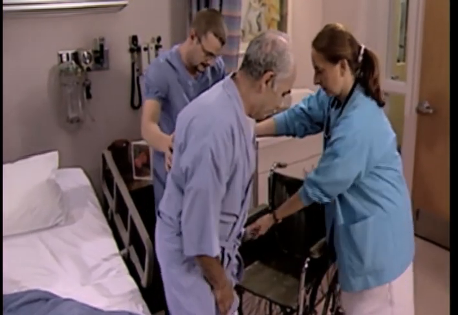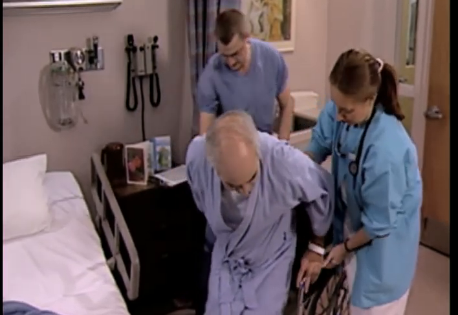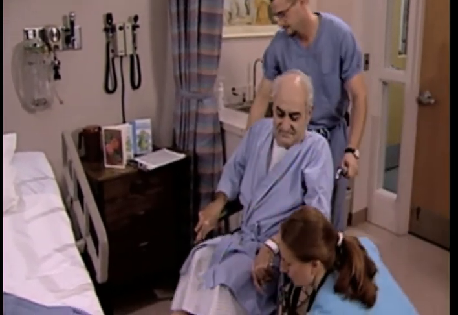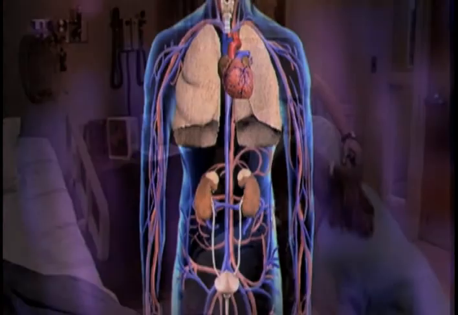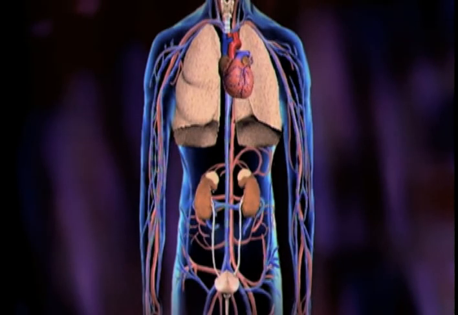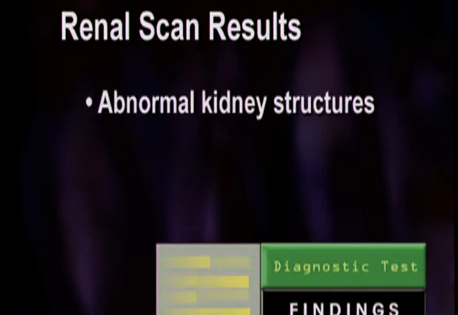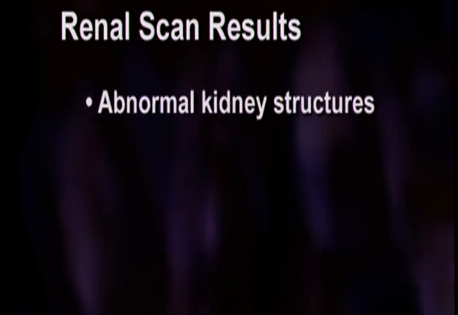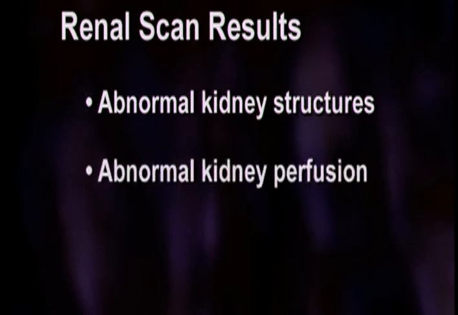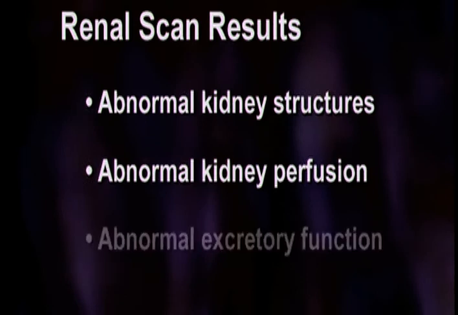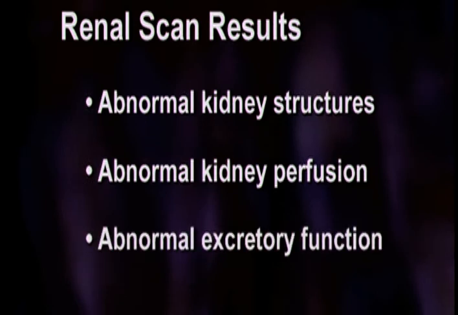If the cause of renal failure is unknown, prepare your patient for other tests, such as a renal scan. During a renal scan, a radioisotope is injected into the blood. Then the kidneys are visualized through a scanner. A renal scan may show abnormal kidney structures, which may occur in renal infarction, abnormal perfusion, which may occur in renal artery atherosclerosis, or abnormal excretory function, which may occur in ATN.